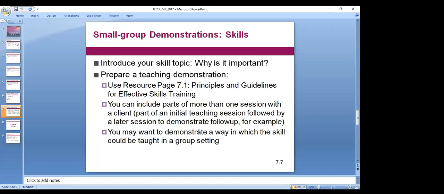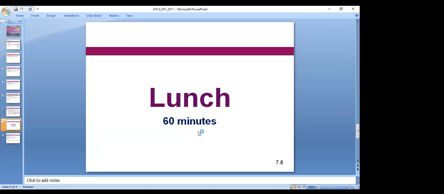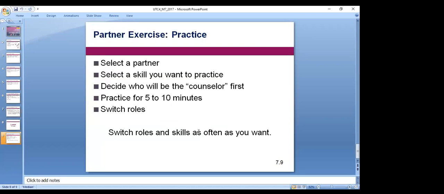Introduce your skill topic. What is important is that you find it in the resource page, principles and guidelines for effective skills training. Read them. You can include parts or more than one session with a client, and the instruction will be there for you to carry the assignment. But I urge you to actually go and read your resource page and try doing the assessment, because that will help you to consolidate. So all these are assignments.